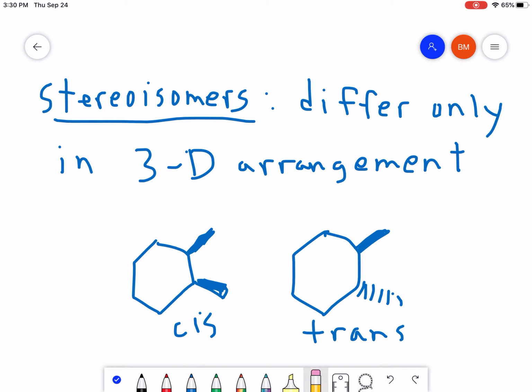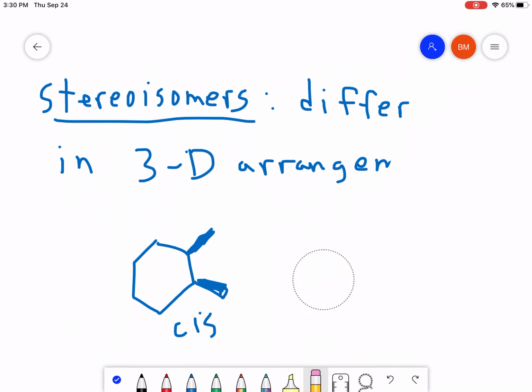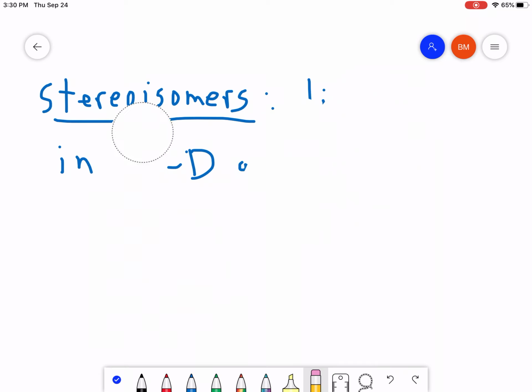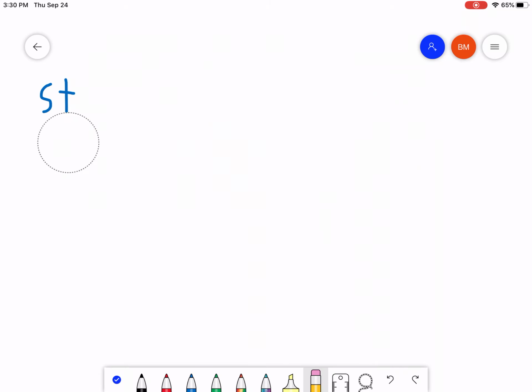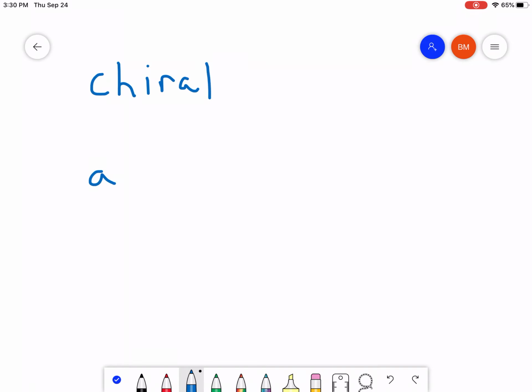Also, and this is going to be probably more the focus of this chapter rather than cis-trans, we can look for something called chirality. And we can describe molecules as being chiral or achiral.